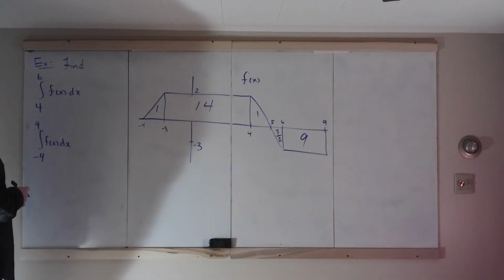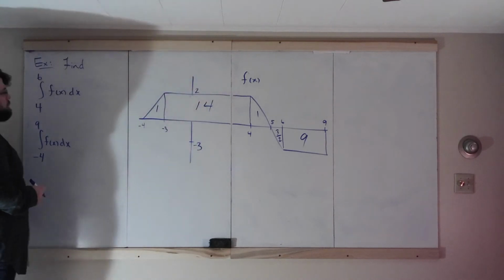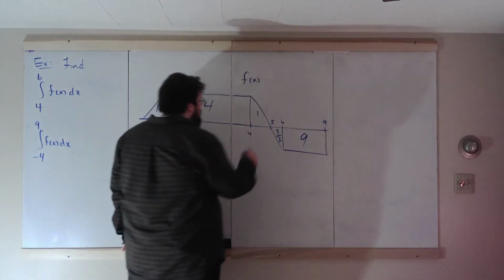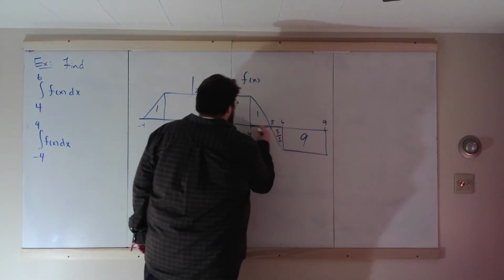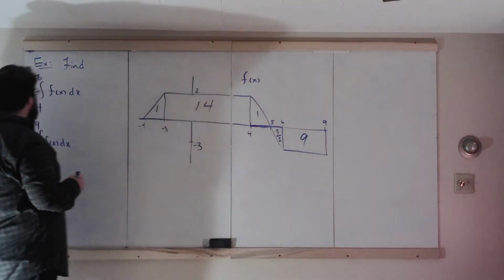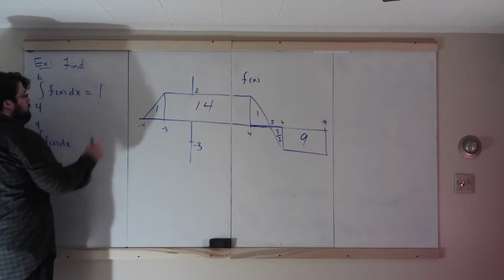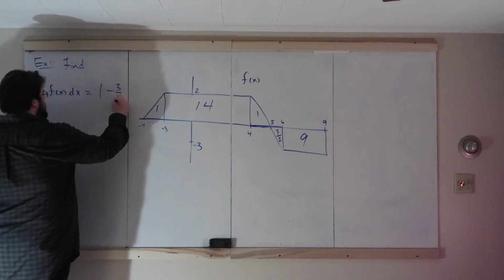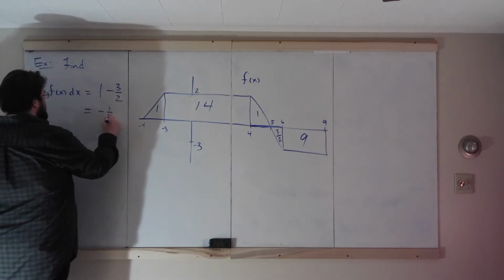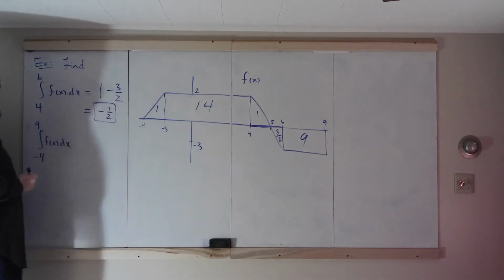What's above the x-axis is positive. What's below is negative as far as the definite integral is concerned. So first from 4 to 6. Well, 4 to 6 is this interval. What's above is positive. What's below is negative. So 1 minus 3 halves, negative 1 half.